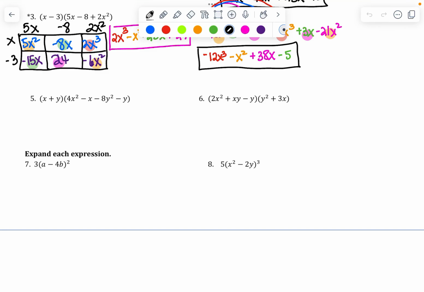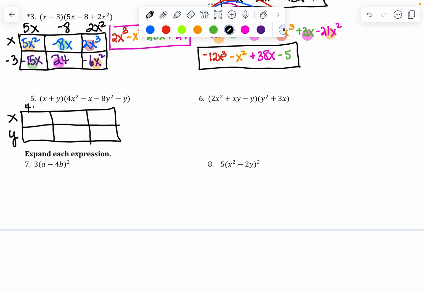Again with the box. We'll see what happens. Here we go. Same shape as the other two. So this is an x, this is a y, this is 4x squared minus x, minus 8y squared, and actually it's not the same shape. I need to add more. So minus y. Almost messed up there.